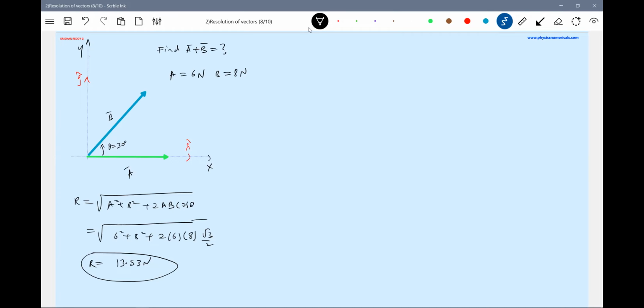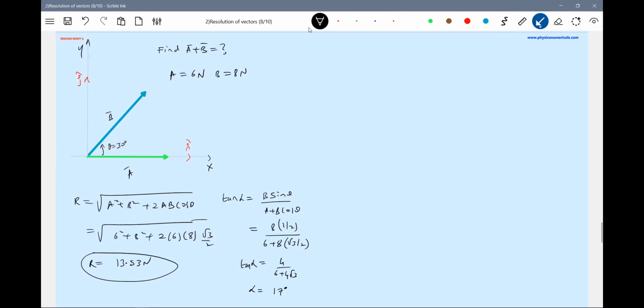So what about the angle it makes? The angle we can also calculate. Tan alpha is equal to B sin theta over A plus B cos theta. Substituting B as 8, sin 30 as 1 by 2, A as 6 plus 8 cos 30, root 3 by 2, this will end up as 4 by 6 plus 4 root 3. Then alpha, using the calculator for fast calculation, will be 17 degrees. What is alpha? The angle made by the resultant.